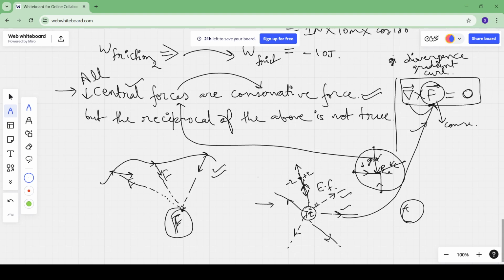Let me just finish this thing. This lecture contains this much only, and we will cover the next thing in the later section.